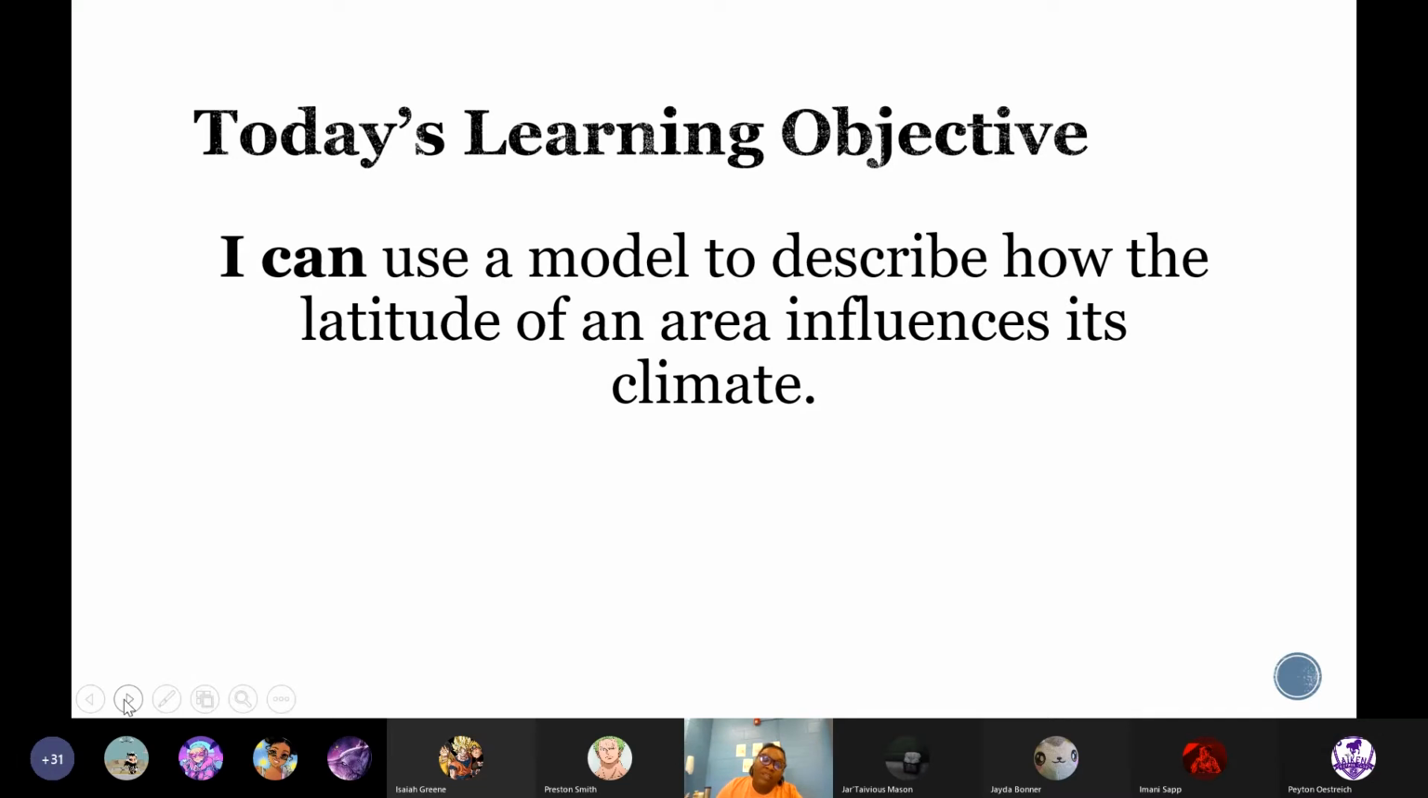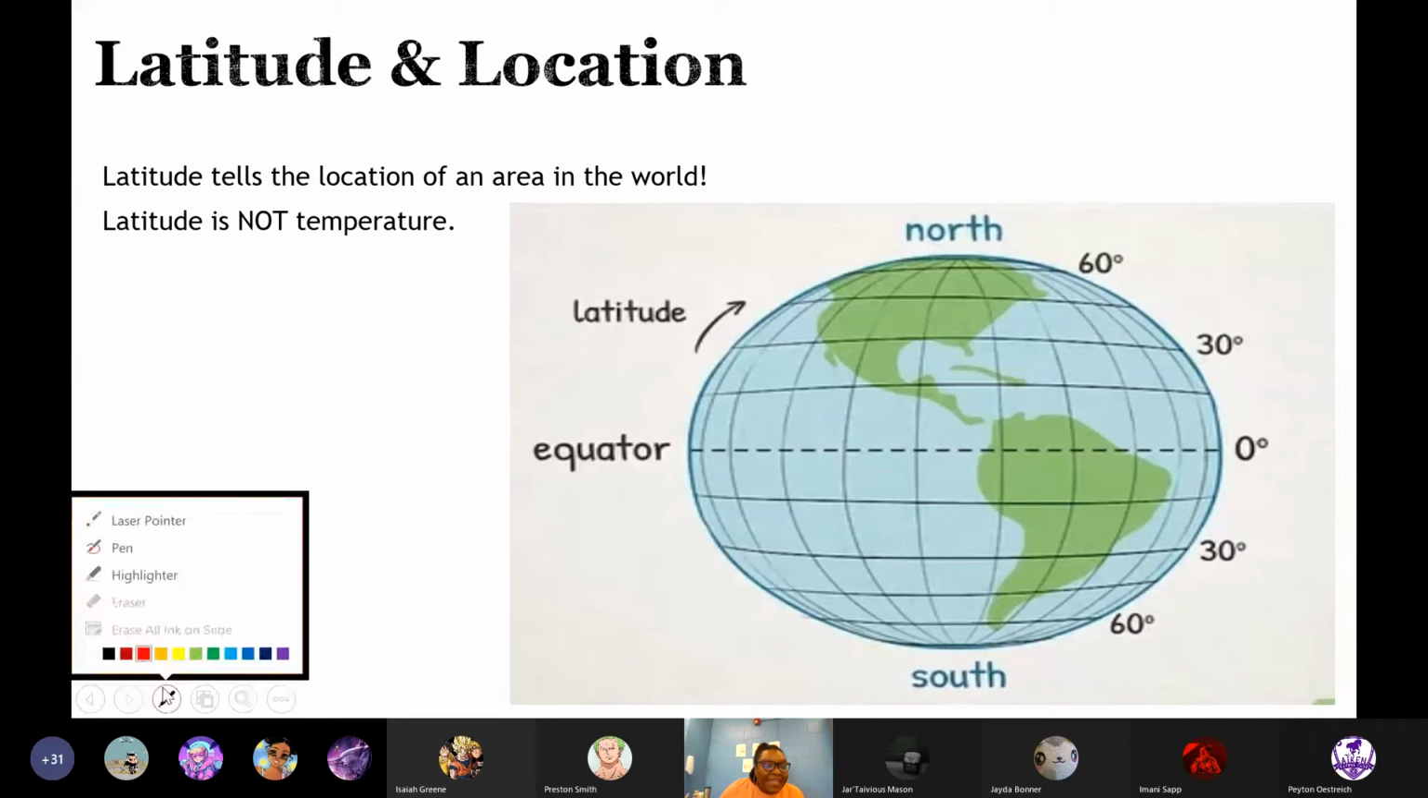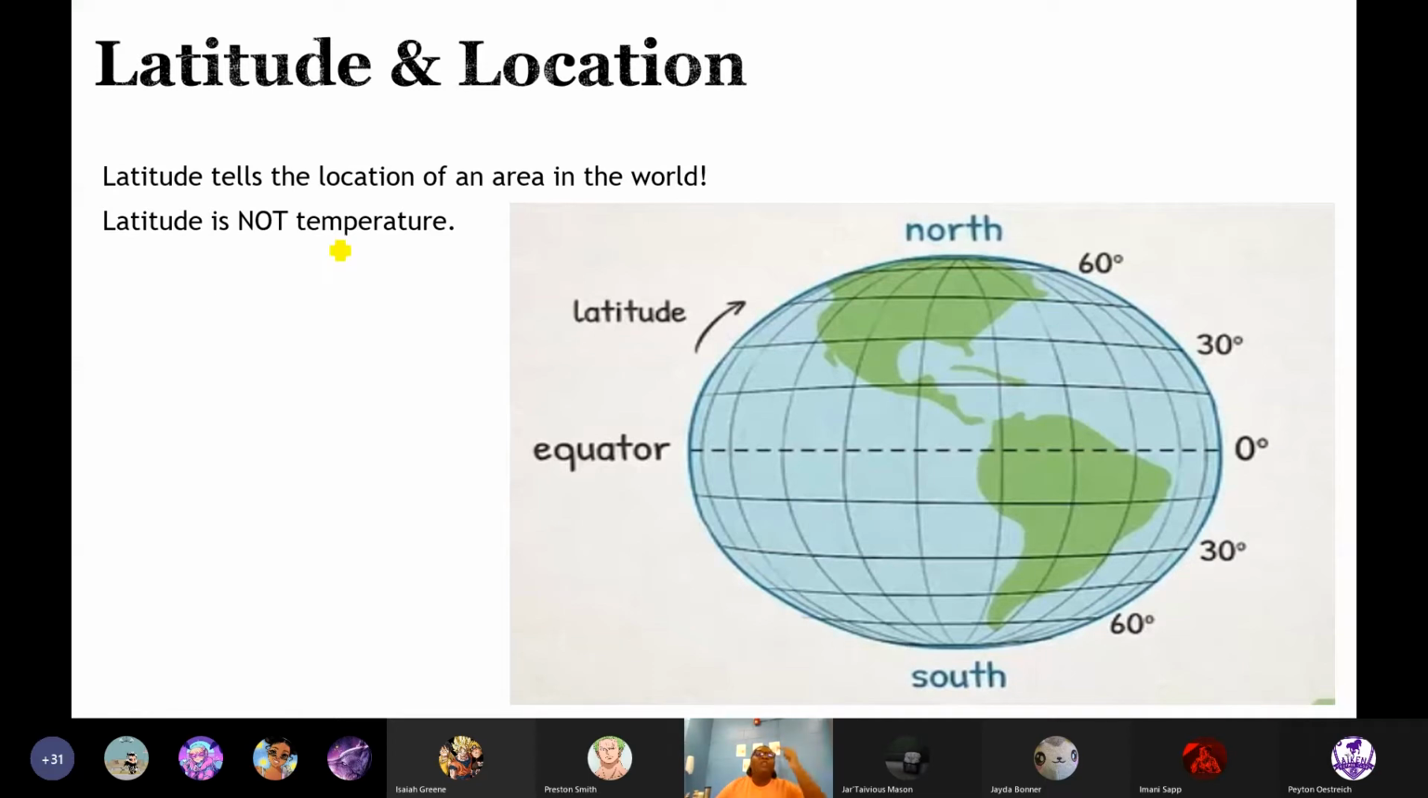So when we're learning here today, it's important for us to be able to understand what latitude is. You should have already drawn this picture in your notes. If you've not, I am going to be on this page for a little while today, so you can get started on this picture right now. So in our notes, we need to write latitude and location. It's important for us to understand that latitude is talking about the location of an area, of a place in the world.